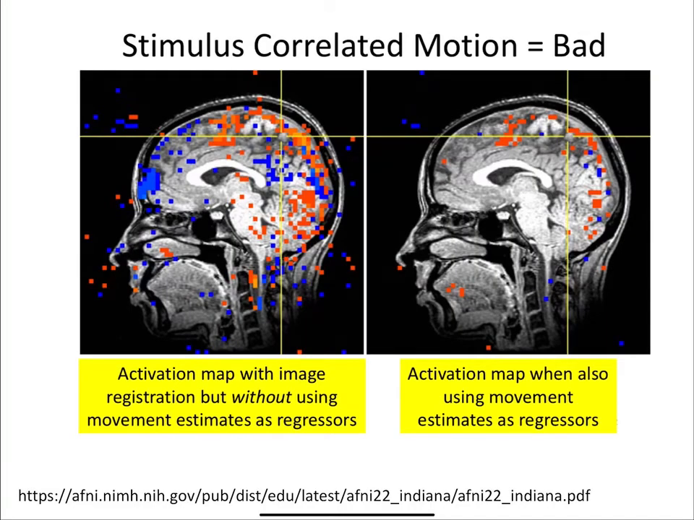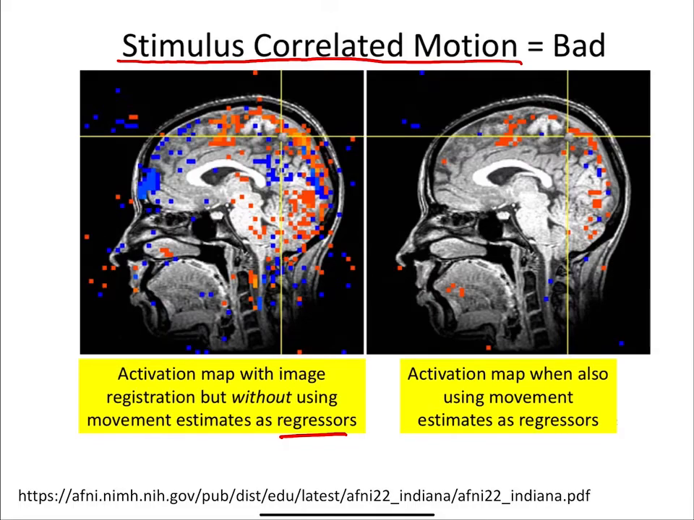This is another example here, and now this is slightly different. Now this is basically a case where if I don't include the regressors in my general linear model, I get a lot of spurious activity. And this is a case where we'll get into what happens if your nuisance regressors are correlated with your stimulus.